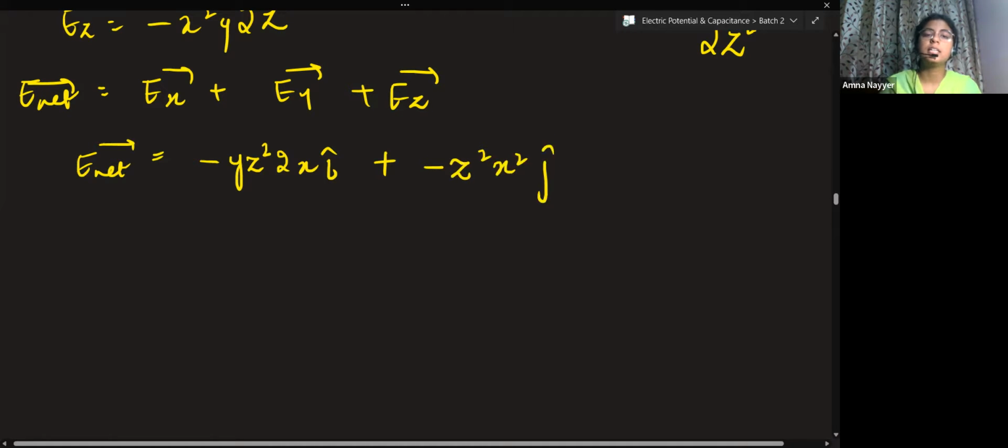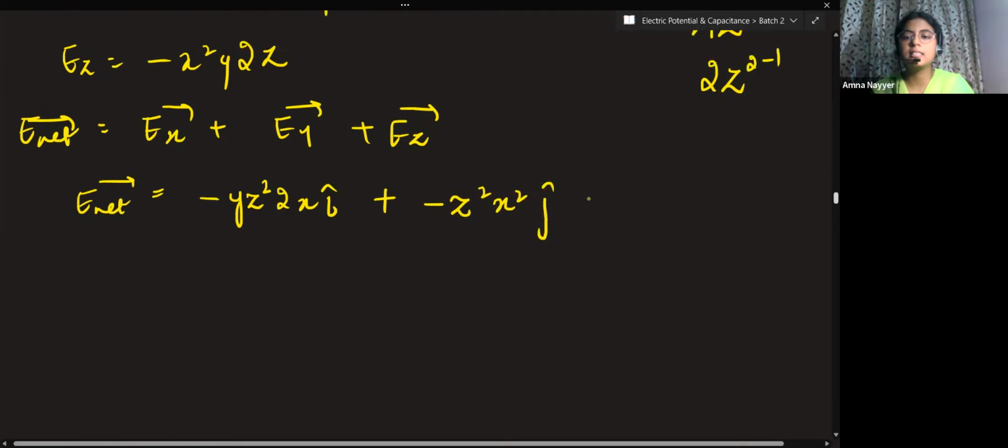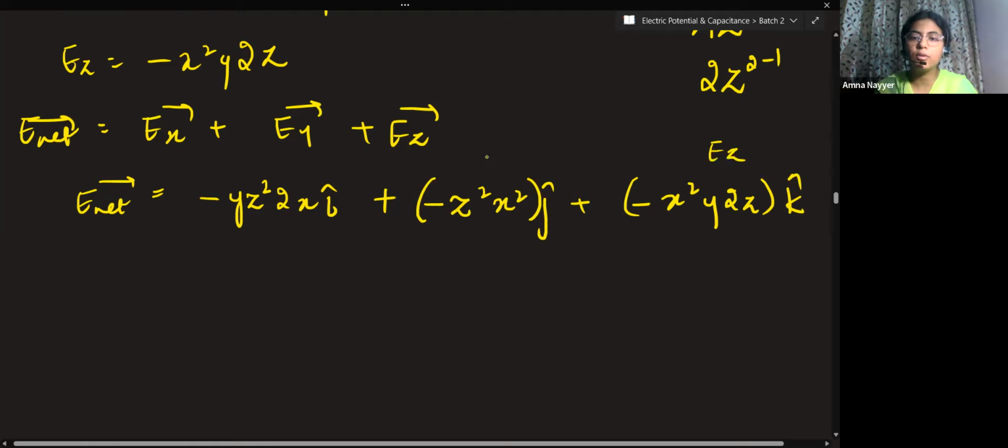Then I have to write it for the z-axis. For the z-axis it is minus x square y 2z, this term with a k cap. This is the electric field for the z-axis. This is the electric field for the y-axis. This is the electric field for the x-axis. All these negative signs are the signs of the formula.